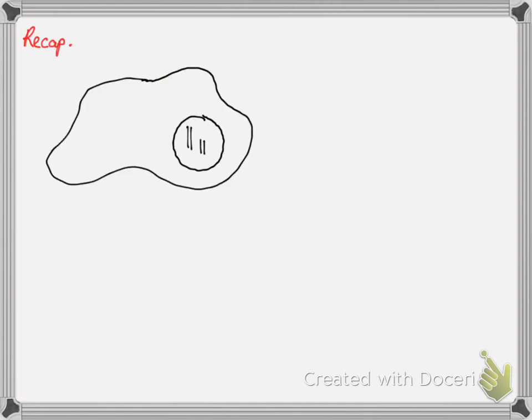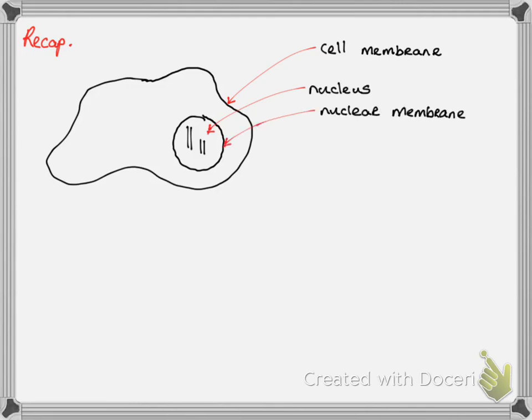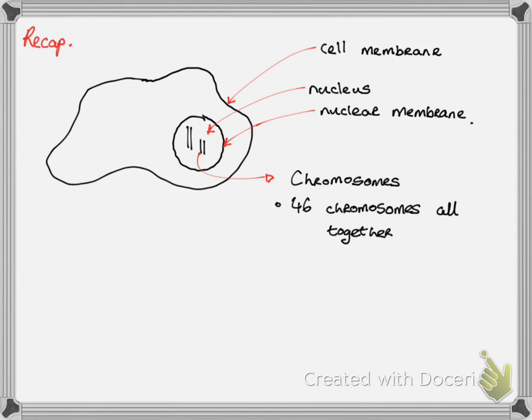So a little recap first. Here we have a picture of a cell with a cell membrane, a nucleus, nuclear membrane, and chromosomes. A reminder that there's 46 chromosomes altogether, however, I've only 4 shown here in the diagram, or 2 pairs. If there's 46 chromosomes altogether, that means there's 23 pairs in one cell.